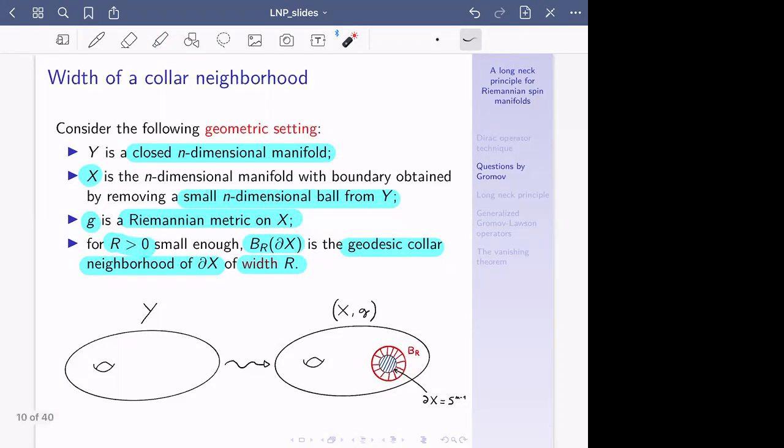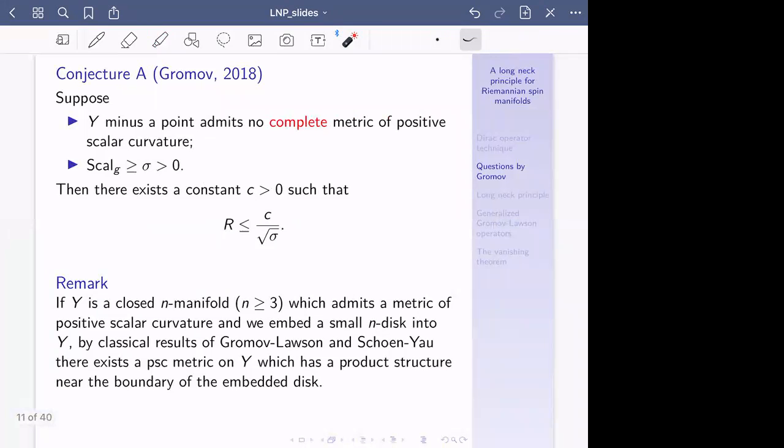Okay, then in this case, Gromov conjectured that if Y minus a point admits no complete metric of positive scalar curvature and the scalar curvature of G is greater or equal than a certain positive constant sigma, then there exists a constant C, that of course is independent of the manifold, such that R, in other words the width of the collar neighborhood of the boundary, must be smaller or equal than C over the square root of sigma.